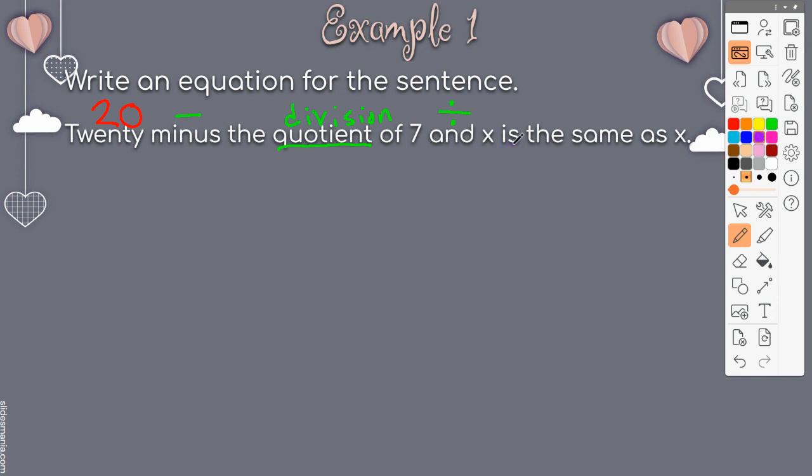What's new is that the phrase "is the same as" means equals. "Is the same as" or just "is," when you're taking a sentence to write as an equation, is equals. So there are no words here like "is less than" or "is more than" that tell us to write things backwards. So we can just write it as we see it.